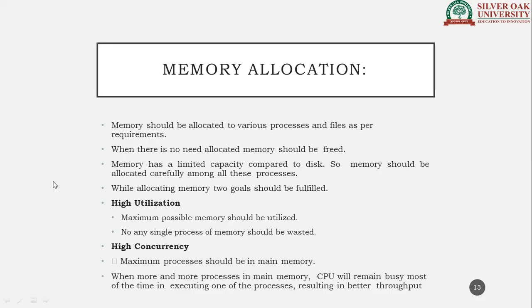When more and more processes are in memory, the CPU will remain busy, because one of the processes will be in execution most of the time. This results in good throughput. We are not wasting CPU cycles; we are keeping the CPU busy. That is how we can utilize the main memory.